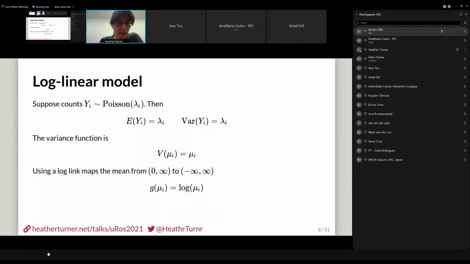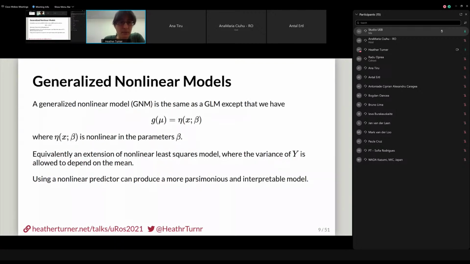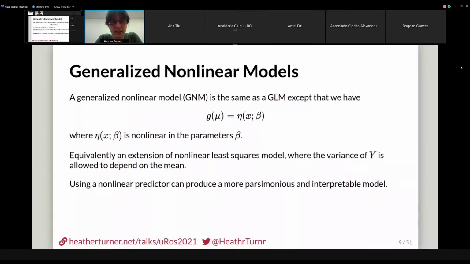So these are two very common cases that you might not have been introduced to in this generalized way, but they can all be specified with the structure of a generalized linear model, and that's why we end up using the glm function in R to fit them. And generalized nonlinear models are basically the same as GLMs, except now our predictor is nonlinear in the parameters. So we can't reduce it to that simple linear form where we have coefficients multiplied by random variables.